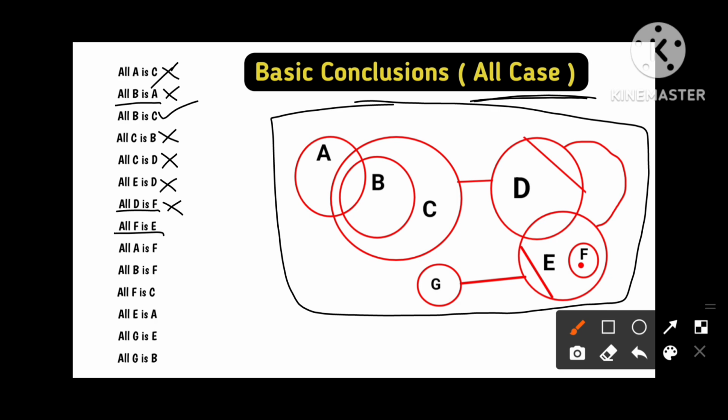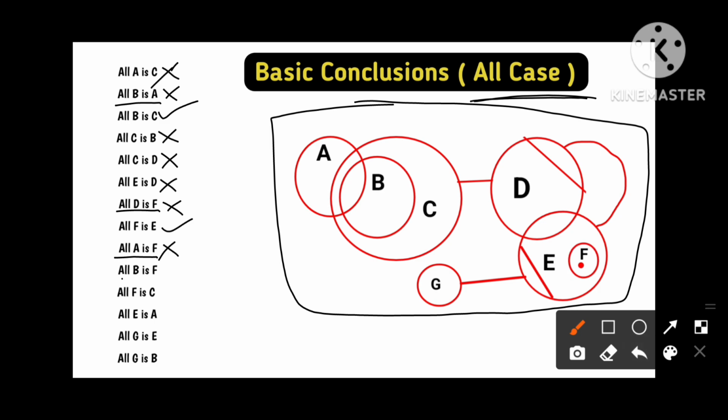Next one, all F is E. Here we can see that all F is inside E. So the conclusion meaning and the statement diagram meaning are the same. So this conclusion will be true. Next one, all A is F. Here we represented a dot in F. It means that F only shares with E. And here our conclusion says that it is sharing with A. Does F share with A? It is not possible. So this conclusion will be false.